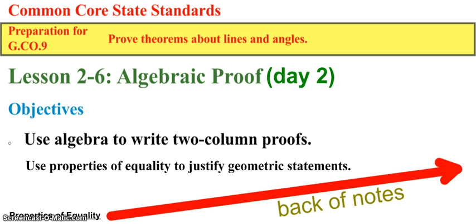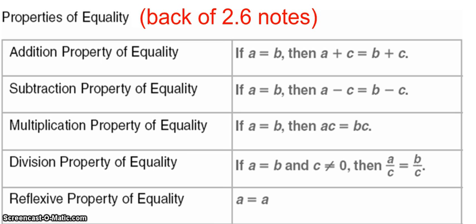Now you'll see that on one side of the handout it has the heading here, Geometry Notes 2.6 Algebraic Proofs. If you're on that side, flip it over. And you should see in the top left-hand corner, Properties of Equality. I also want you to take out your notes that you took yesterday, and I want you to look at the back of your notes of 2.6.